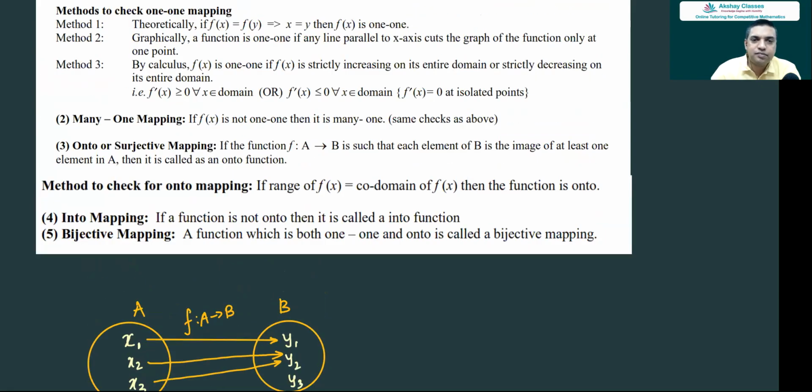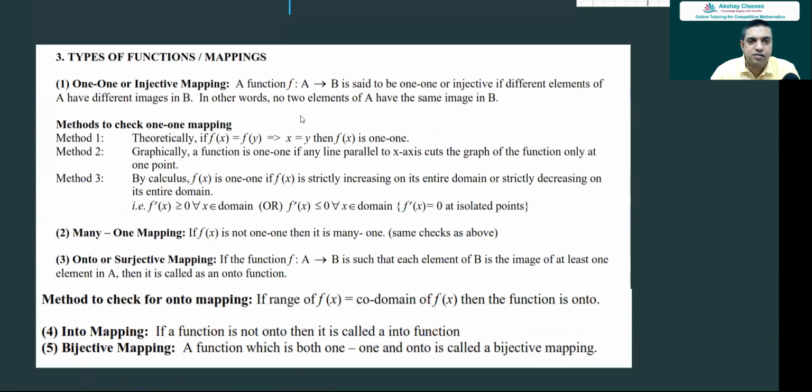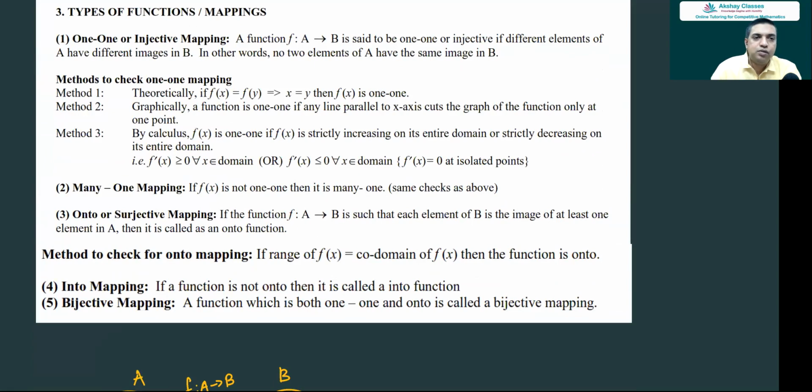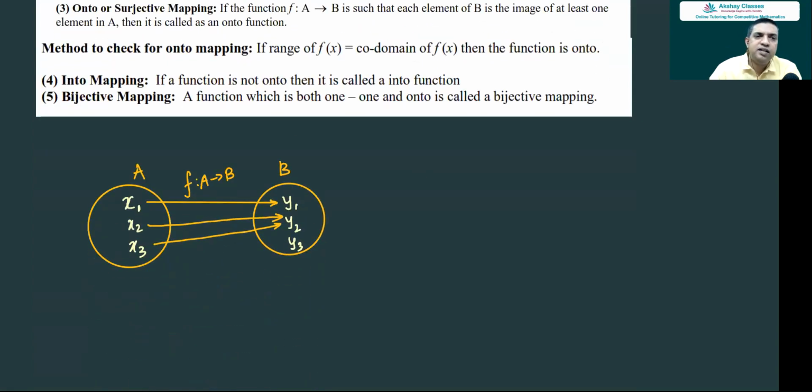So here, no two elements in A have the same image in B. These things will become very important in finding areas. Now the fundamental understanding of it. Whereas the same thing I take, now I change the mapping.